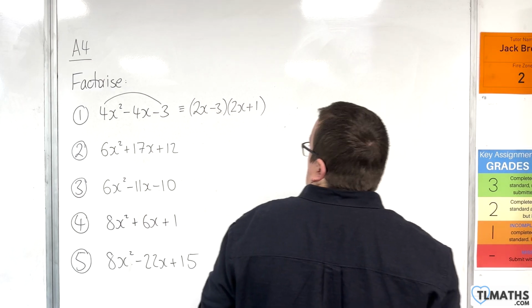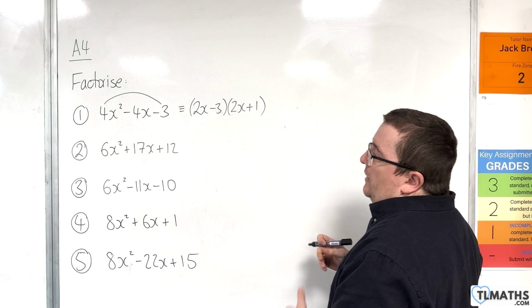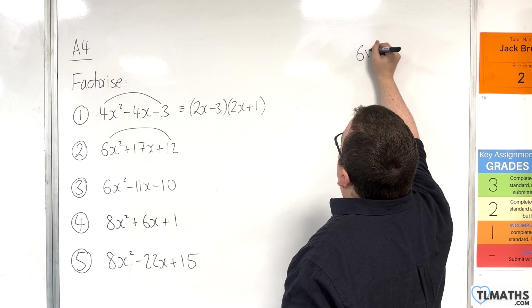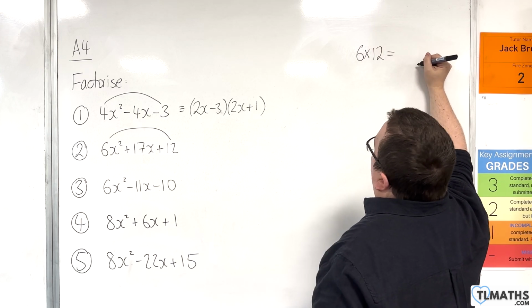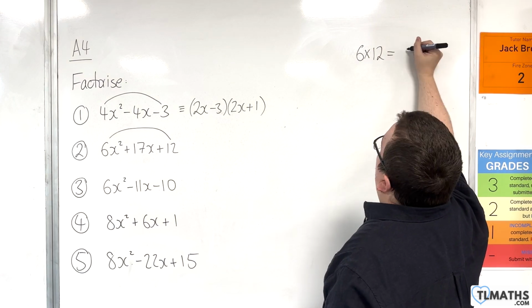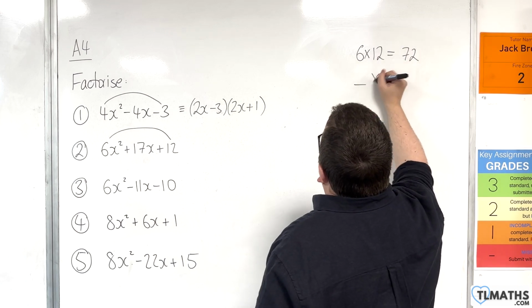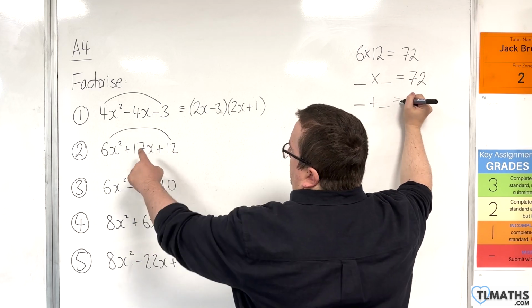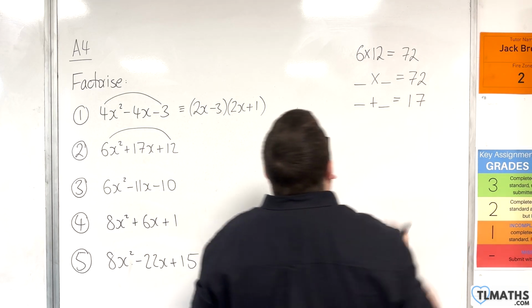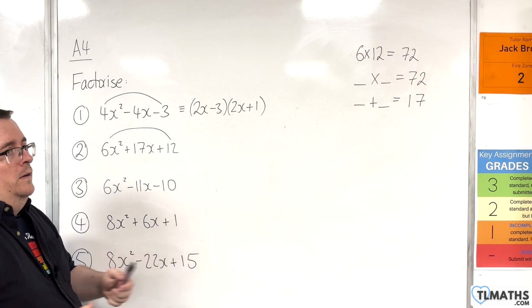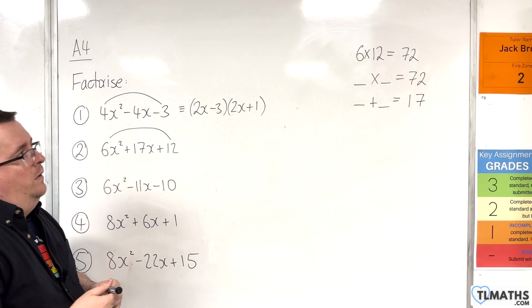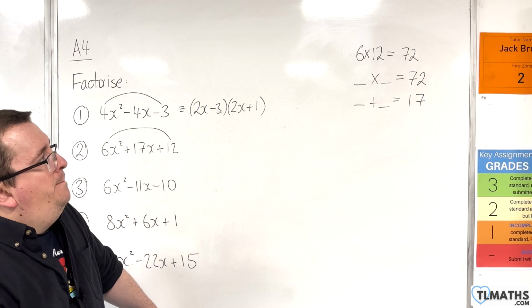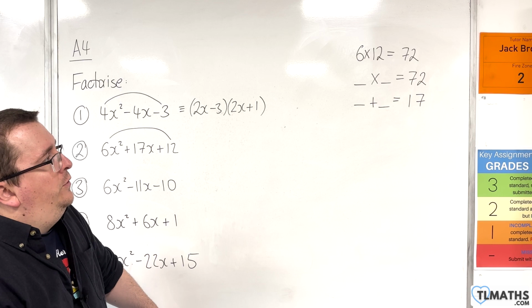Right, number 2. We have 6x squared plus 17x plus 12. First of all, multiply the 6 by the 12. So 6 lots of 12 would be 72. So we're looking for two numbers that multiply together to make 72, but add together to make the coefficient of x, which is 17. So 6 and 12 don't quite work for us. So what else could it be?